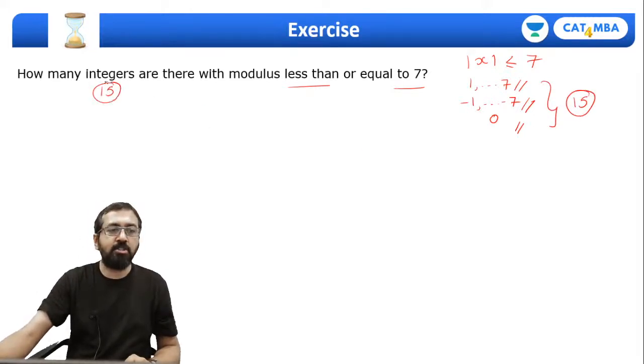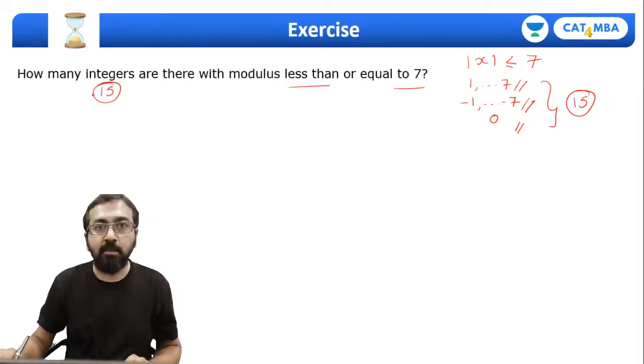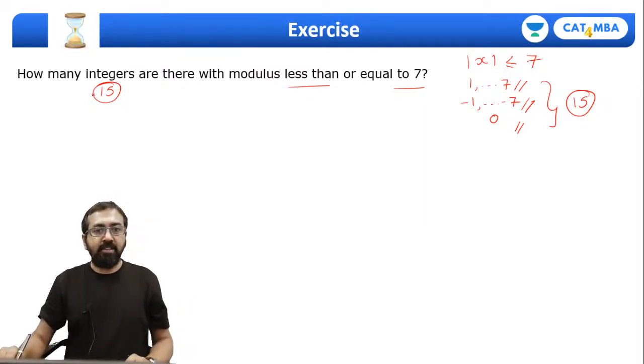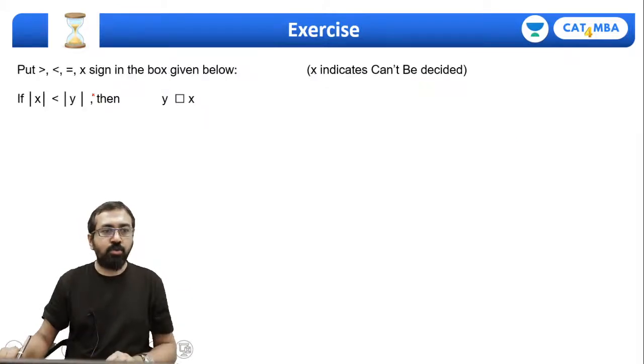How many integers are possible? 15 integers are possible, right? Fine. This was a simple question. So let's look at the next one.